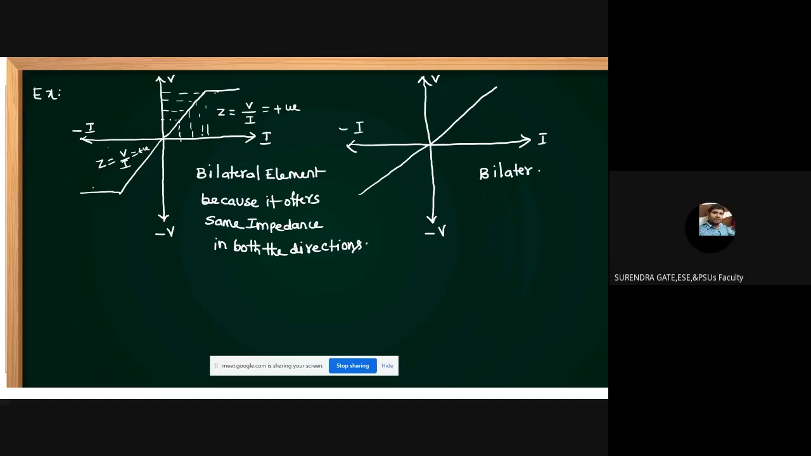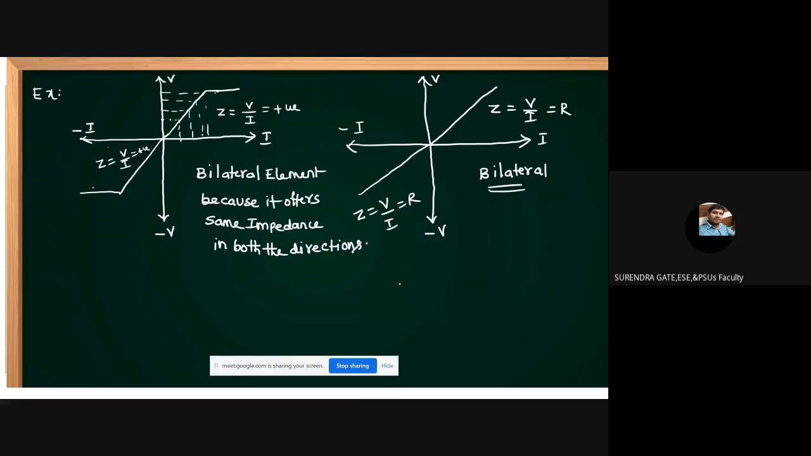On both sides, you can calculate the impedance or resistance at that point. This side also gives the same value. Then it is bilateral. The impedance is the same in both directions. That's why it is bilateral. Yes, this is bilateral.